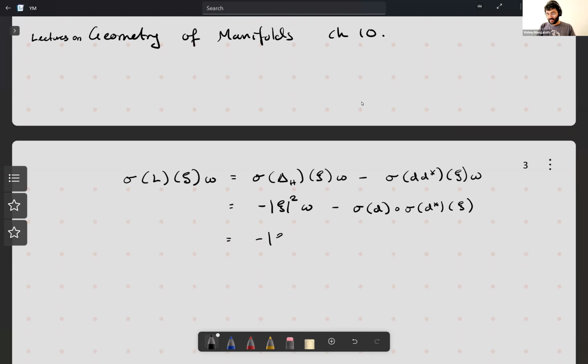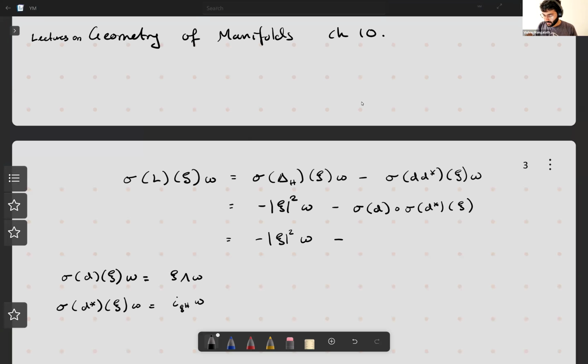In that book, he shows and explains why the symbol of the exterior derivative is the wedge product. So if I apply this to omega, that's equal to xi wedge omega. And if I take the symbol of the codifferential, very neatly, it is the interior product with the metric dual to xi applied to omega. That's it. That's what you'd expect.